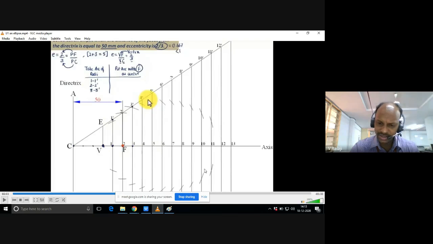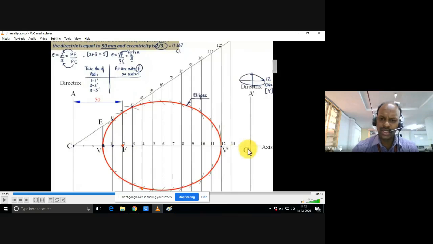After getting all these important points, you use your free hand. Don't use any French curves or any mechanical tools. Use your free hand. Take an HB pencil and join all the cutting points, wherever the arc cuts these vertical lines. Note down those points and join all the points with your free hand only. Then you would get a neat curve like this. This is known as the elliptical curve.